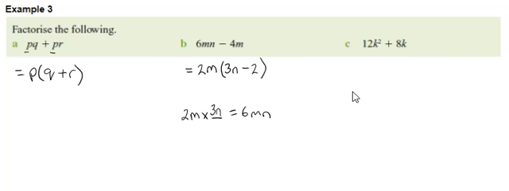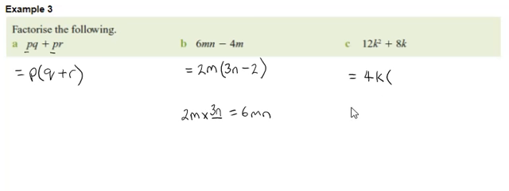Okay, the last one. Now, I've got a k squared and a k, so there's a k common, and we've got 12 and an 8, and we know that a 2 goes into 12 and 8, but it's not the highest. 4 is the highest. So I'm going to write down here a 4, and I also know a k is common, so I'm going to put a k out the front, and let's work out what's going to be in the brackets.